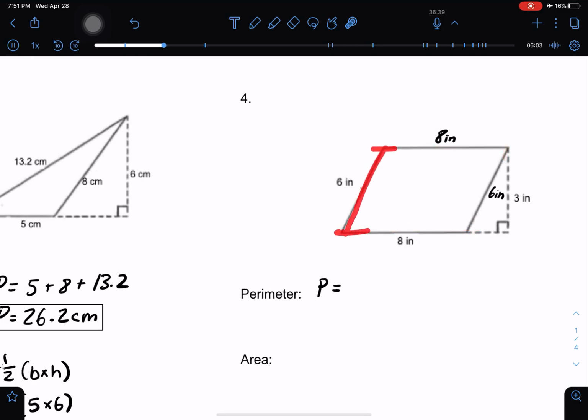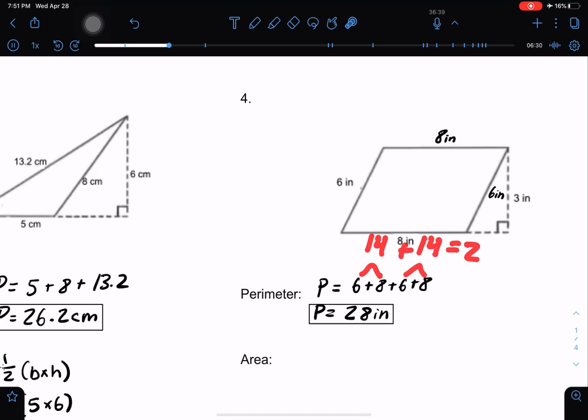So when I go ahead and plug these numbers in, I get 6 plus 8 plus 6 plus 8. I know 6 plus 8 is 14, and 14 plus 6 is 20, and 20 plus 8 is 28. So I can go ahead and say perimeter equals 28 inches. Again, this is not squared because we are only talking about distance and not area.